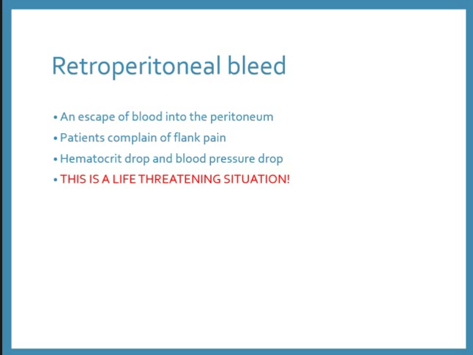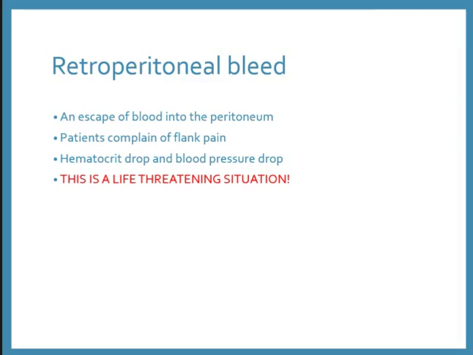Retroperitoneal bleed is an escape of blood into the peritoneum. Patients usually complain of flank pain in the back. It's important, though, if you have a patient who is one of these chronic back pain patients, that we differentiate: is this your normal pain, or is this something new? The easiest way to find out is to ask the patient, or if they're unable to tell you and they're unsure, then maybe reposition them and alleviate some pressure off that area and see if that helps.